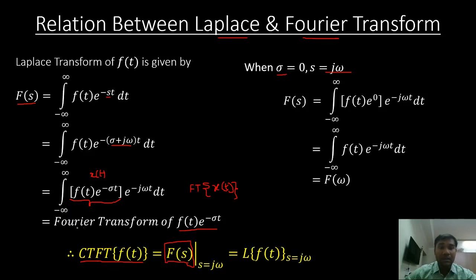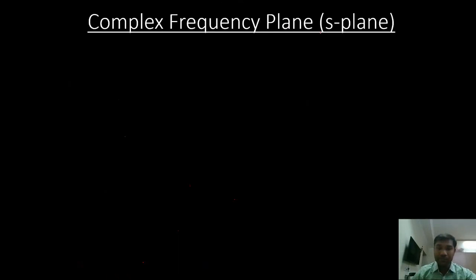This is the relation between Laplace transform and Fourier transform. So Laplace transform at s equals j omega is nothing but Fourier transform. This is an important relation between Laplace transform and Fourier transform.